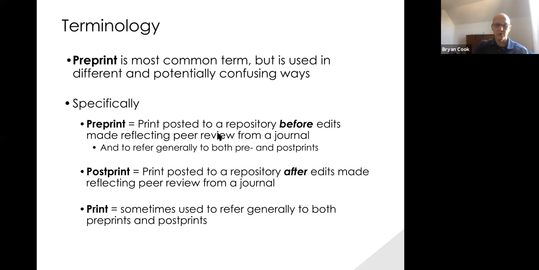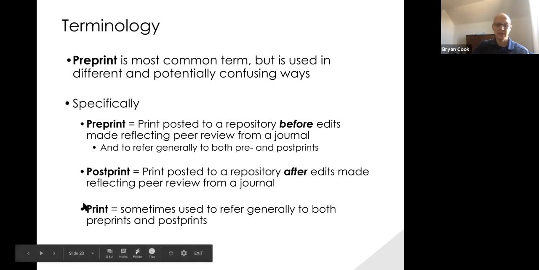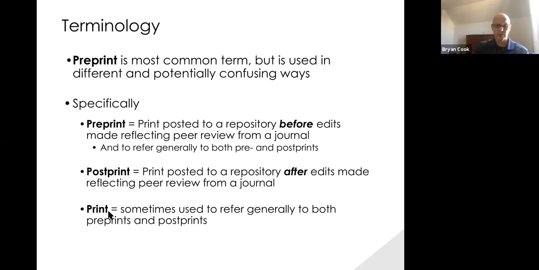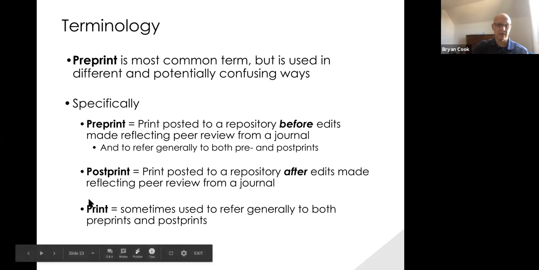Again, sometimes it's used more generically to refer to preprints and postprints. Preprint is before edits from the peer review process; postprint is after edits have been made reflecting the peer review process from submission to a journal. And I've seen some people moving more towards "print," which refers to preprints and postprints. So these self-archived, publicly available versions of manuscripts, regardless of whether it was before or after edits from peer review have been made, are sometimes more generically referred to as prints.